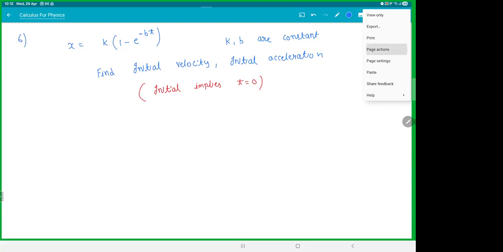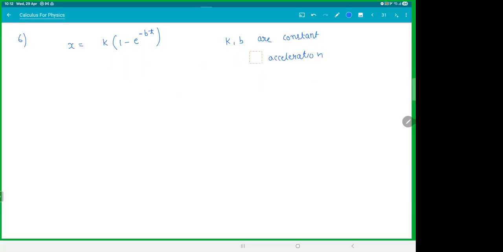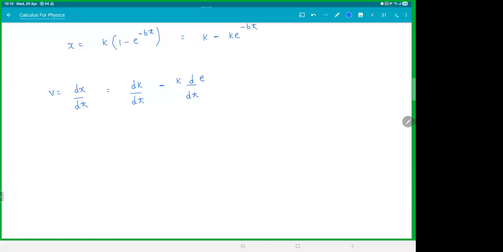Let's see. Let's differentiate this. So this is like what? K into 1 minus e power minus bt. So when you differentiate this, let's write like this: K into k e power minus bt. I know it's a lot of variables. It looks really weird, but this is something you will get used to. So dx by dt, when you differentiate this, first differentiate that constant dk by dt. Remember, k is a constant. It's like a number. You can push it outside. D by dt e power.